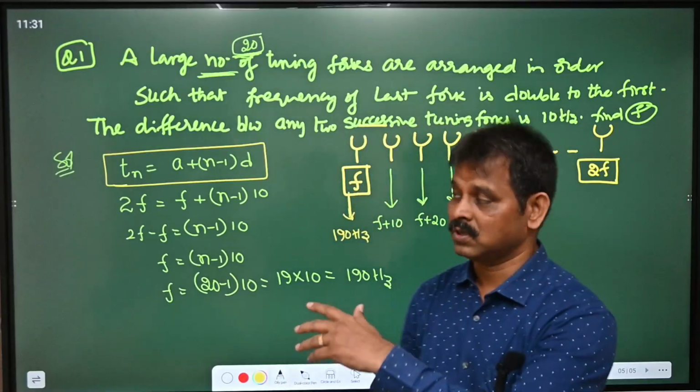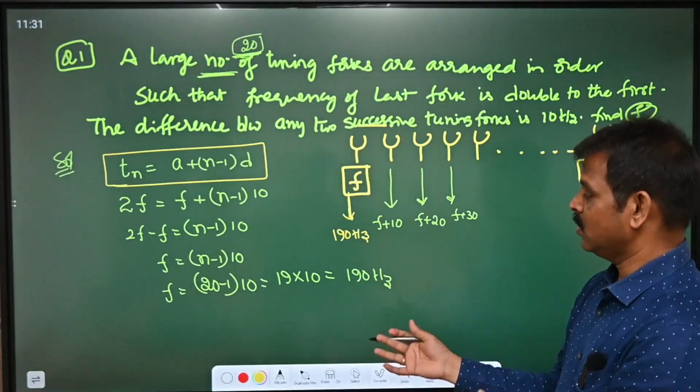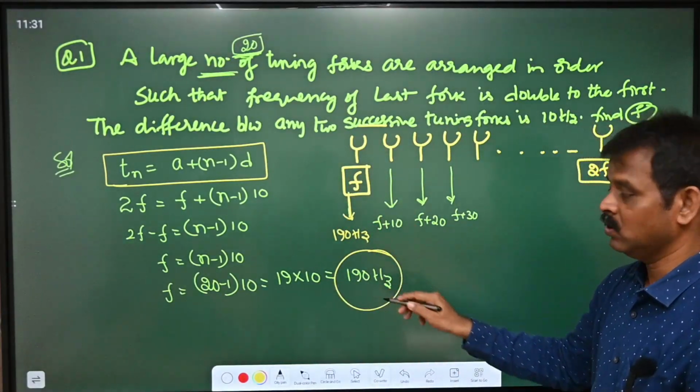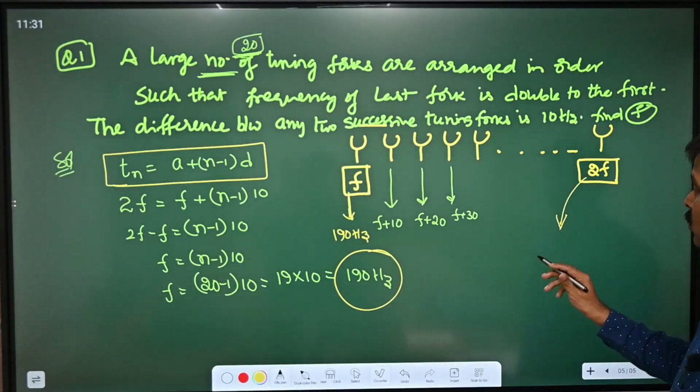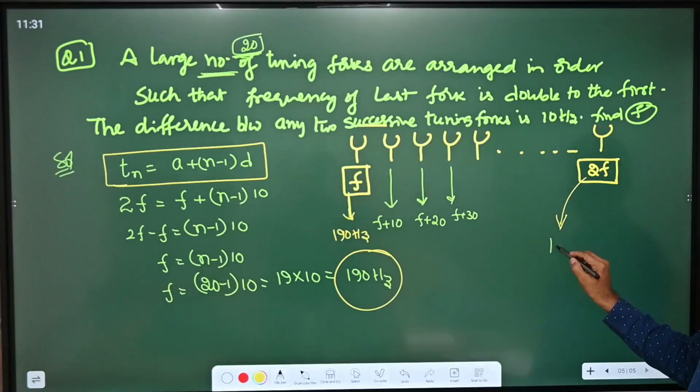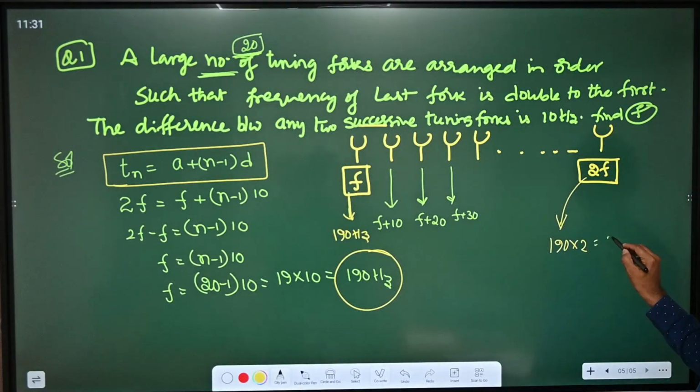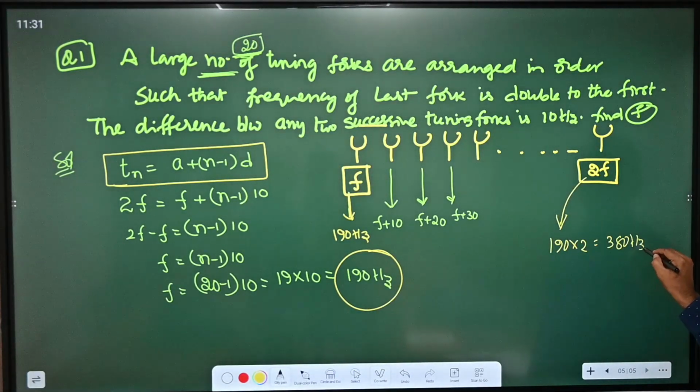Here also we are using the concept of arithmetic progression in this problem. When the number of tuning forks is given, by using this concept we can find the frequency of the first tuning fork. Then in the same problem, if they ask you to find the frequency of the last tuning fork, it is exactly double this one. That is 190 into 2, which is 380 Hz.